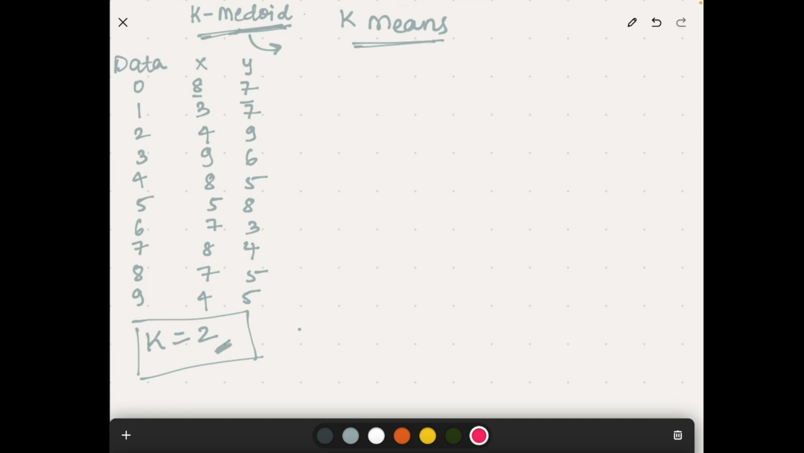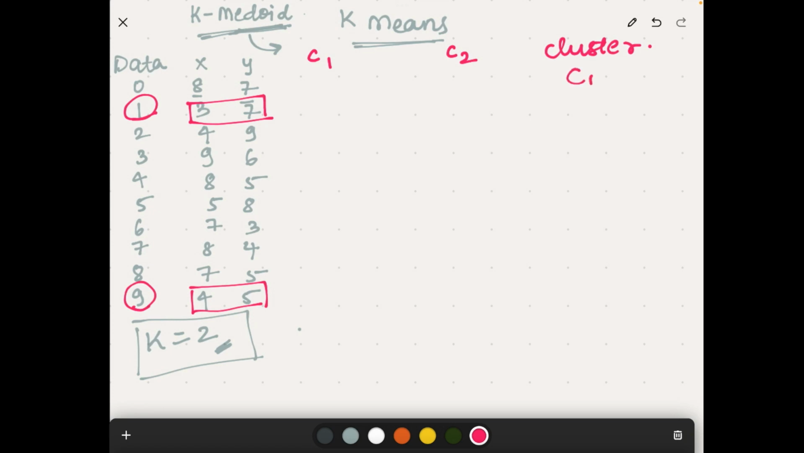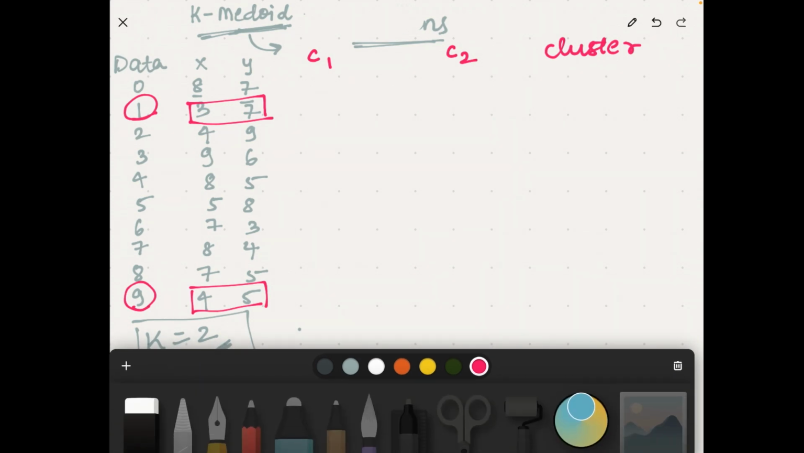So what if I decided on this one, that is 3,7, and this one, 4,5. So I have taken data point 1 and data point 9 to be my medoids. Again I'm going to create a table. I'm going to write C1 here and this is going to be C2, and then whichever cluster each point goes to, it can be either C1 or C2, right? So we get started. What we are going to do now is find the absolute distance. So this is C1.